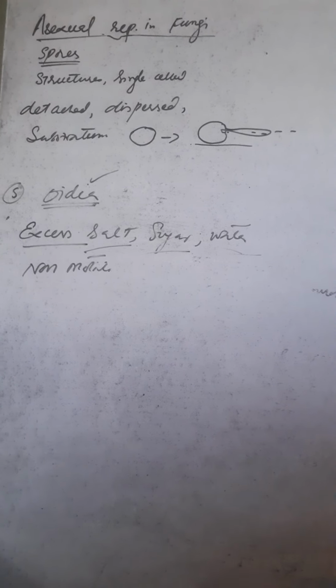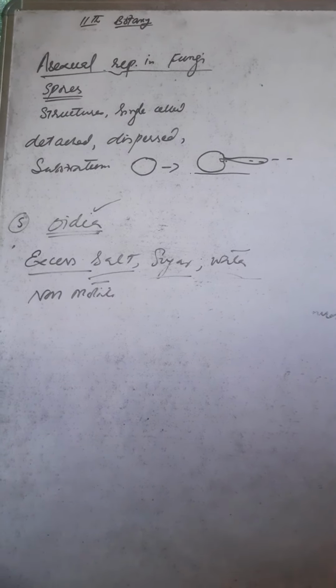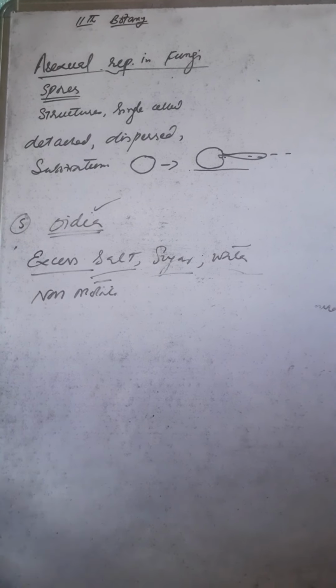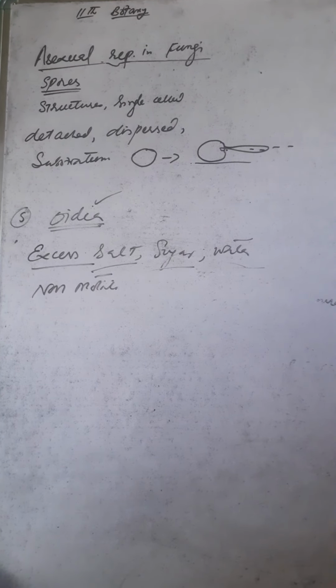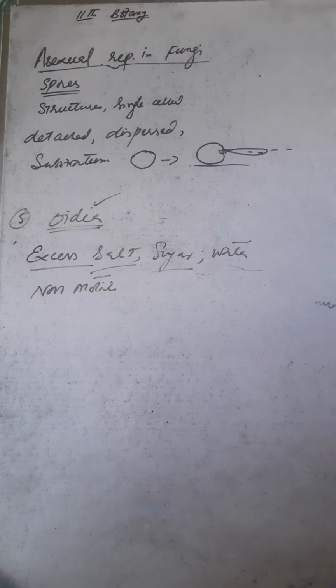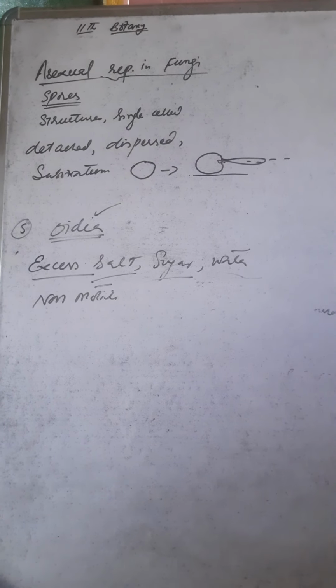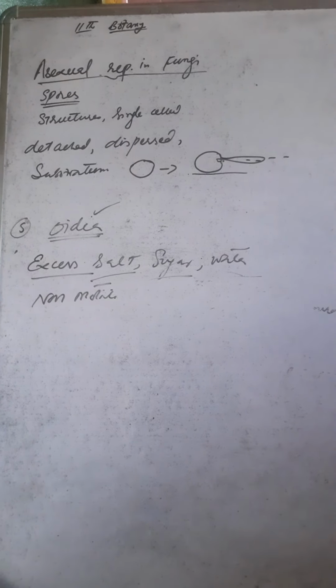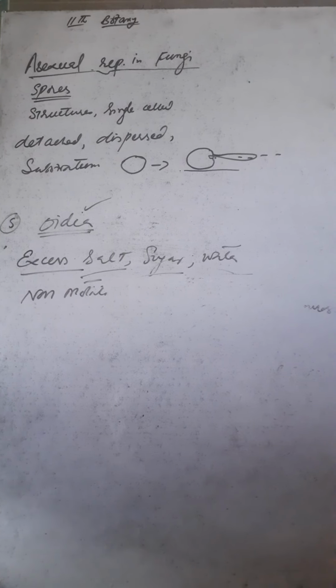These were the different types of spores that are formed during asexual reproduction, or we should say the asexual reproduction in fungi takes place by means of these kinds of spores. This is all for today.